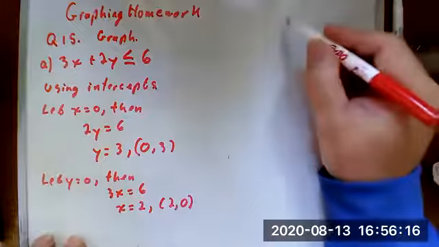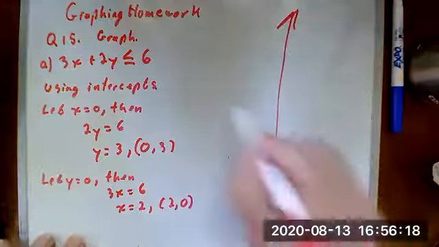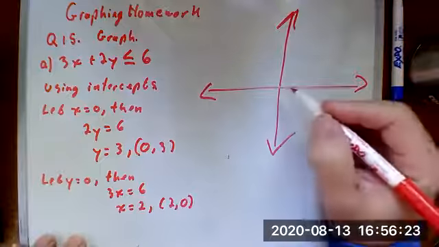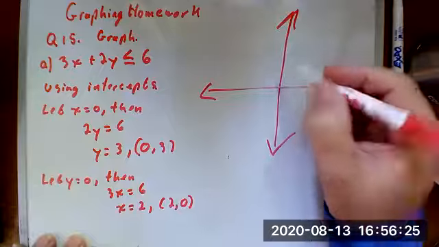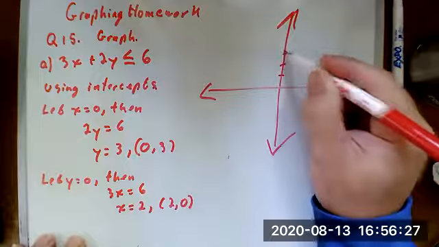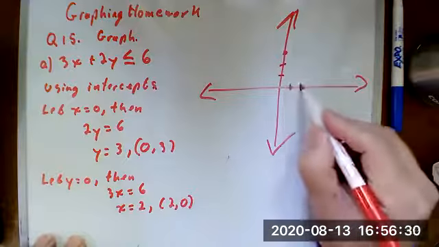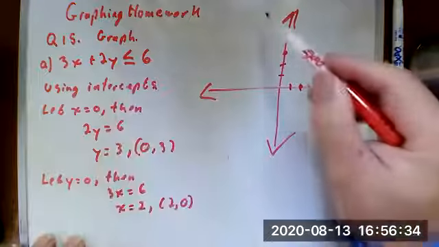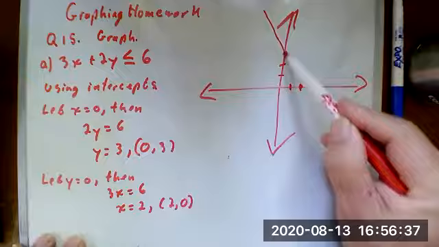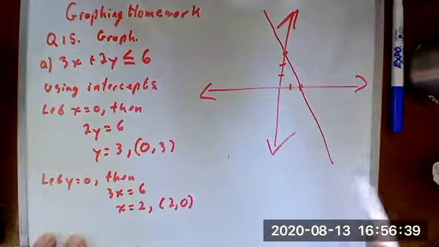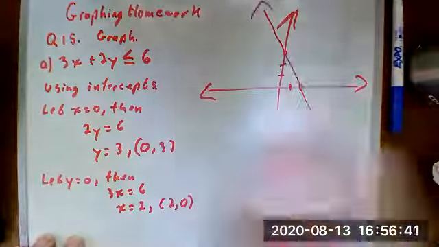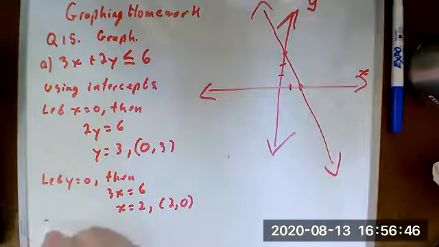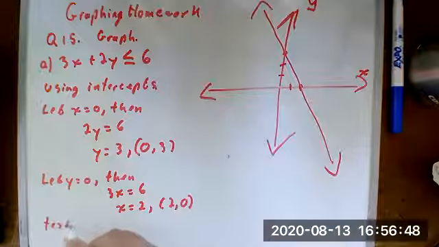When we want to throw this onto a graph really quickly, we want the point 0, 3, so 1, 2, 3. We want the point 2, 0, 1, 2, boom. This says less than or equal to, because it's also or equal to, we have a solid line. That's my x-axis, that's my y-axis. Then we'll test the point 0, 0.